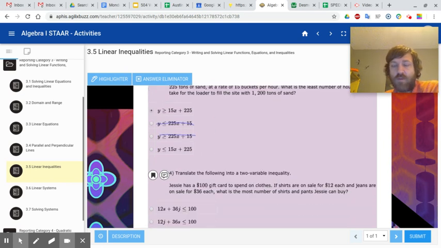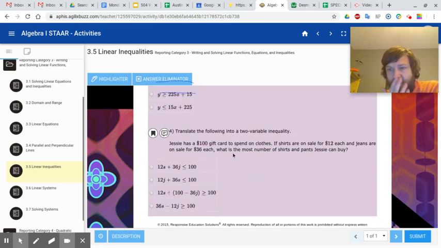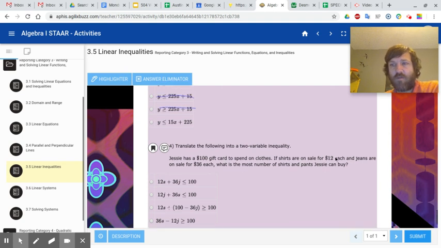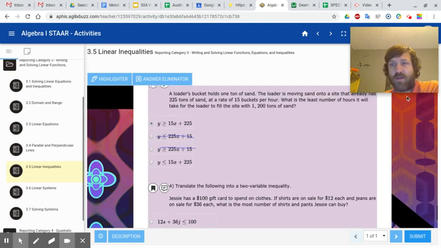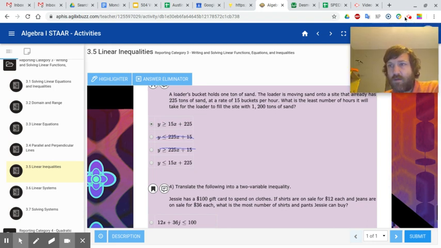I'm going to let you do number 4 on your own. Very similar concept. You just need to make sure you match up the numbers with what each belongs with. You have shirts for 12, jeans for 36. I think you'll be able to figure number 4 out. Just use some basic common sense on those. And then that'll be it for this lesson.